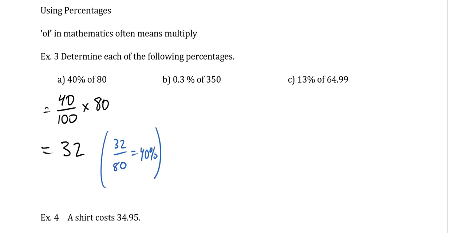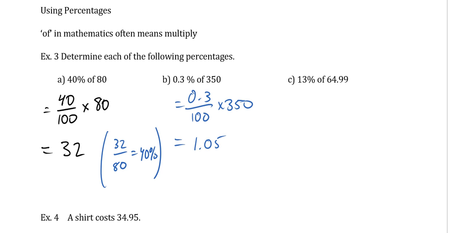All right, I like it. I see a lot of people doing this. 0.3 over 100 times 350. Like taking the time and putting that step down. What'd you get for that? Somebody who got that, Justin? 1.05. Anybody else get the same thing?